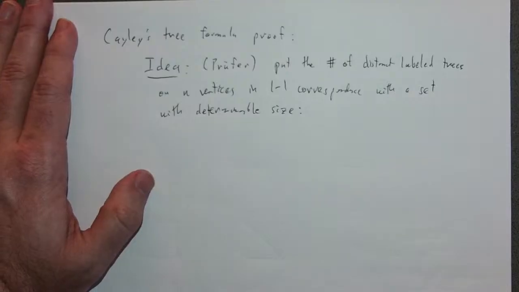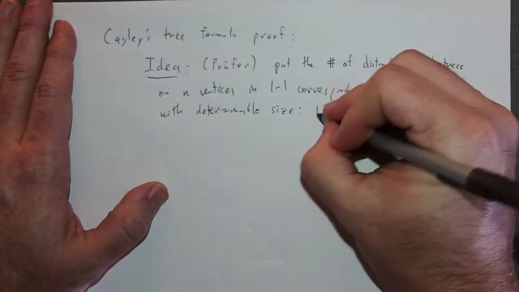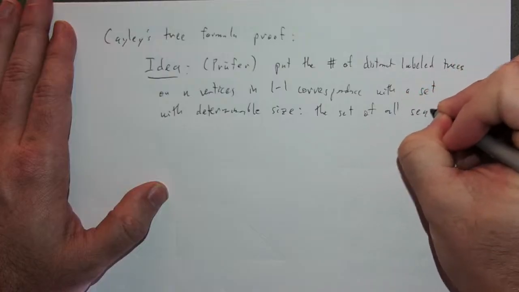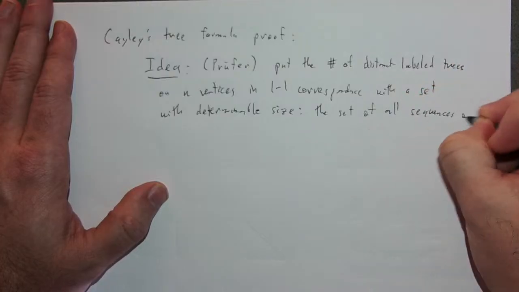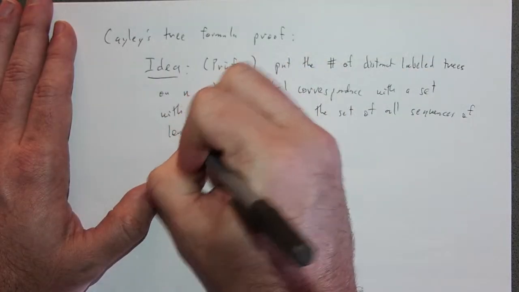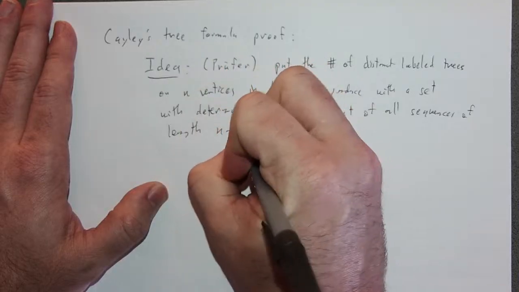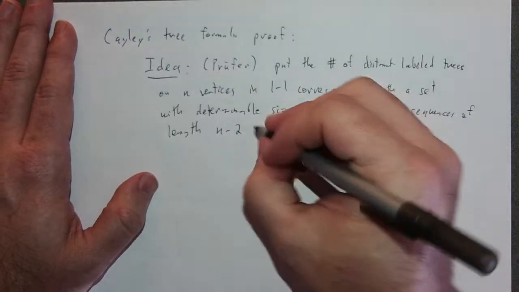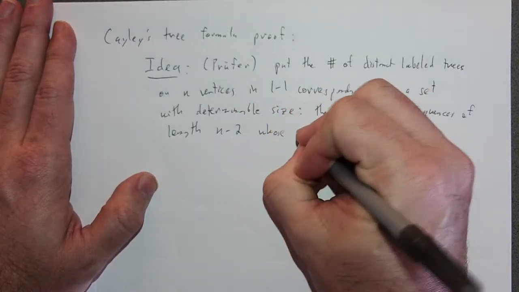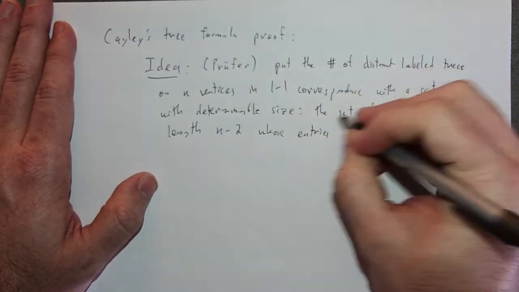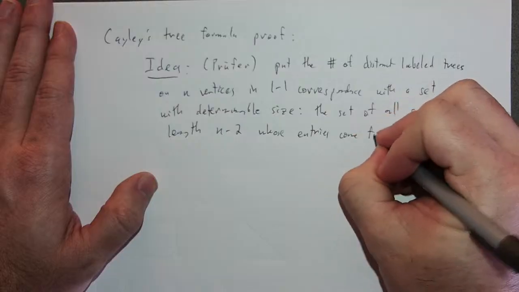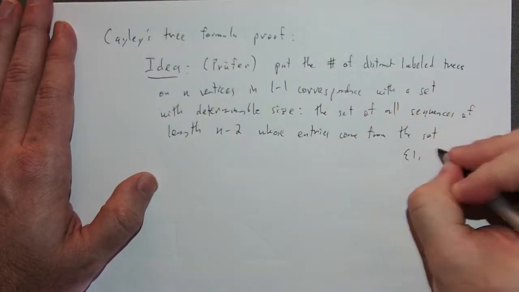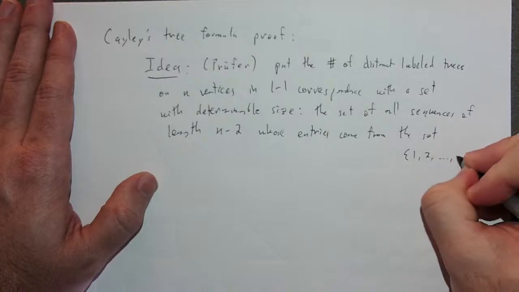Specifically, this is the set of all sequences of length n minus 2, so sequences involving n minus 2 terms whose entries come from the set on those labeled vertices.